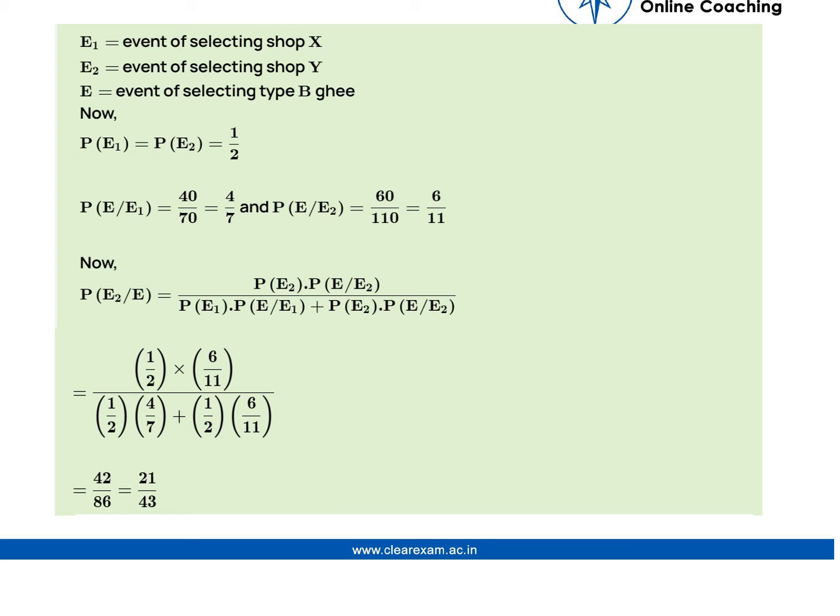Let event E1 represent the event of selecting from shop X. Let event E2 represent the event of selecting from shop Y, and let E be the event of selecting type B ghee. Now the probability that shop X is selected will be equal to the probability that shop Y will be selected. So the probability of E1 is equal to the probability of E2, that is 1 by 2.